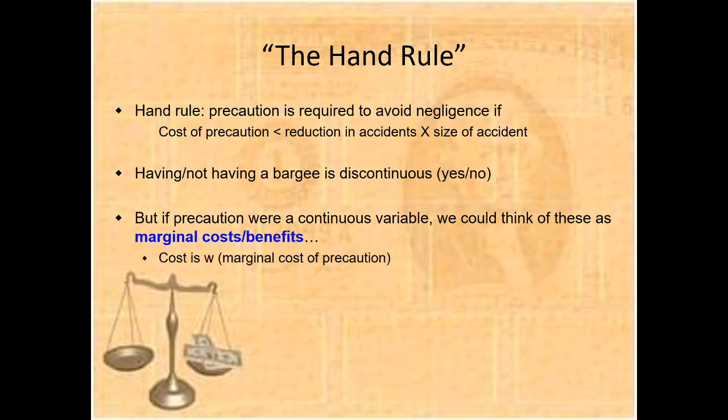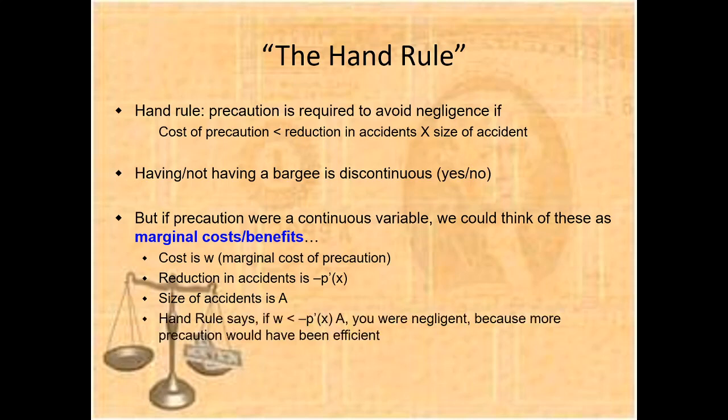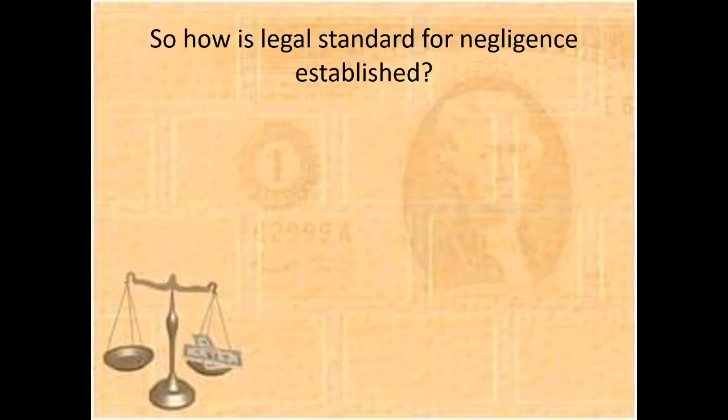So the marginal cost of precaution is W, as we said, then the reduction in accident is equal to the inverse of P times X. That's what we said. The size of the accident is A, and the Hand rule says if W is less than minus P X times A, then you were negligent because more precaution would have been efficient in that context. Okay.